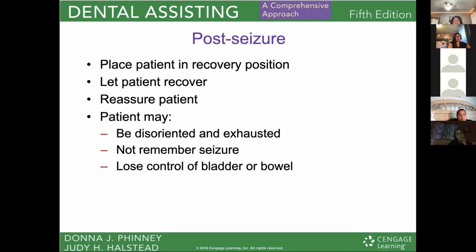So once the patient has stopped seizing, place the patient in a comfortable position and allow the patient to recover, and you want to offer assurance. So the patient may be disoriented or exhausted. They may not remember the seizure. And because they may have lost control of their bladder or bowel, they may be very embarrassed. So you want to offer them reassurance, let them know it's okay. These things happen. Don't be embarrassed. Just, we'll clean this up, things like that. What you definitely don't want to do is start laughing, call your friends over here.